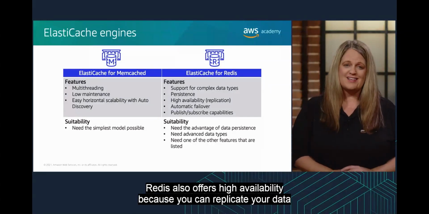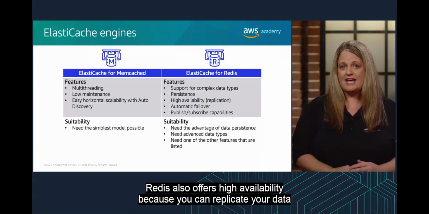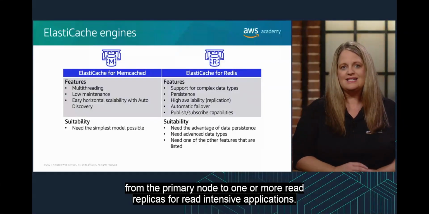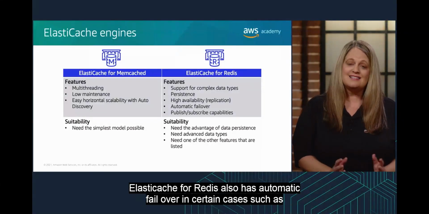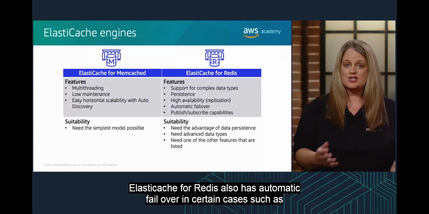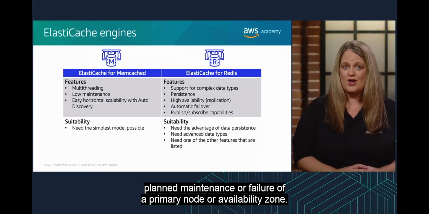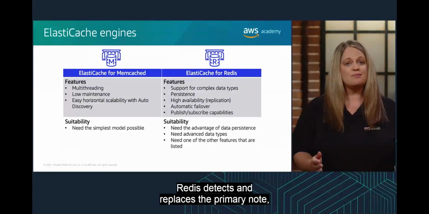Redis also offers high availability because you can replicate your data from the primary node to one or more read replicas for read-intensive applications. ElastiCache for Redis also has automatic failover. In certain cases, such as planned maintenance or failure of a primary node or availability zone, Redis detects and replaces the primary node.